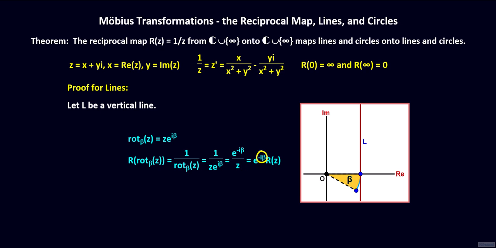And so we should get the same shape for the image under the reciprocal map whether or not it is composed with rho sub beta, so that without loss of generality we can assume that line L is a vertical line.